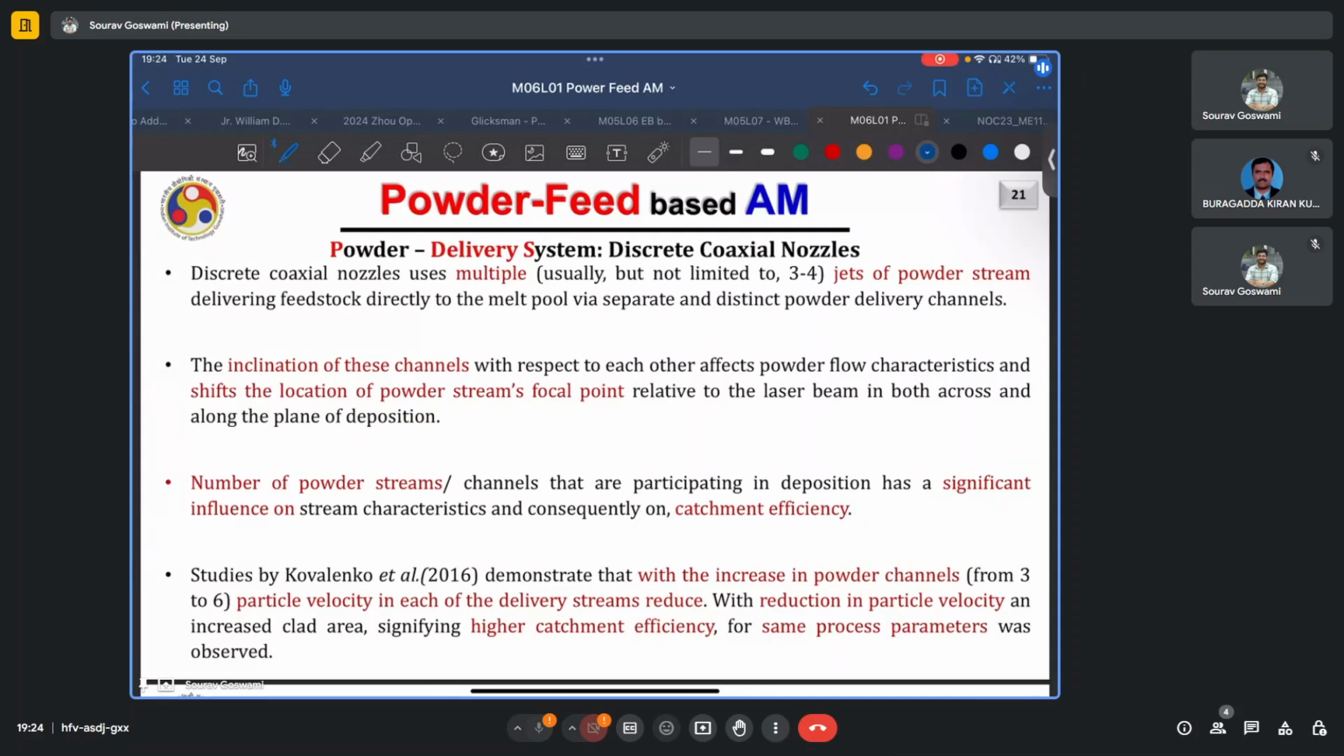The number of powder streams or channels which are participating has a significant influence on the stream characteristics and also on the catchment efficiency. Catchment efficiency is the fraction of powders which are actually getting entrapped or deposited into the melt pool. As we know, not all powders will enter the melt pool. Some may bounce off, some may be divergent and may not enter the melt pool at all, and only a fraction will actually end up getting deposited. Typically, that fraction may be anywhere from 30 to 80%, but not higher.